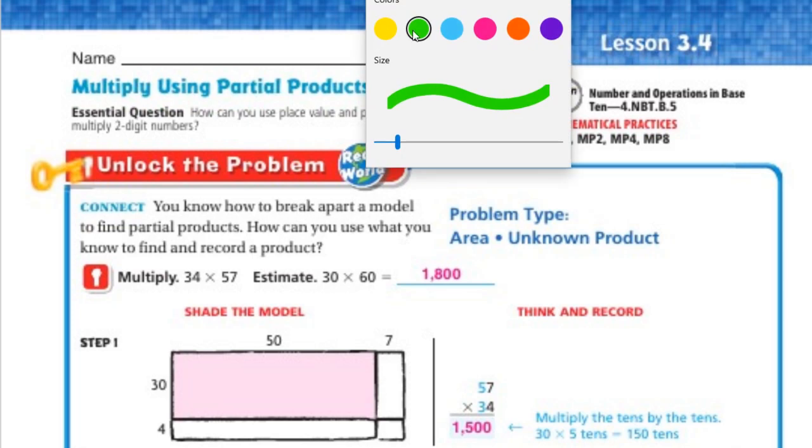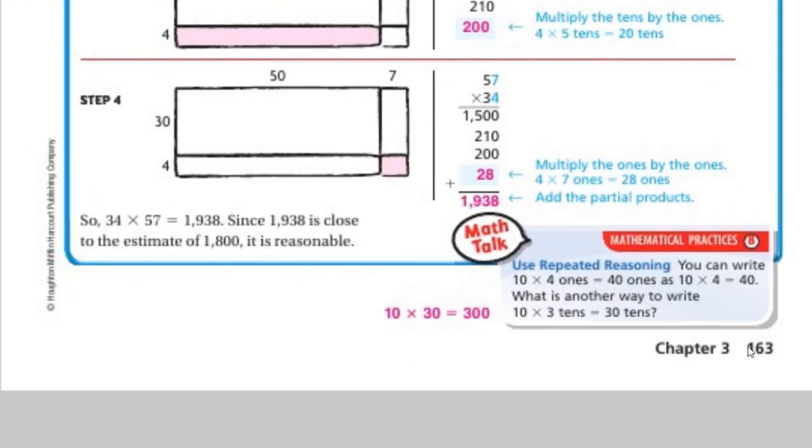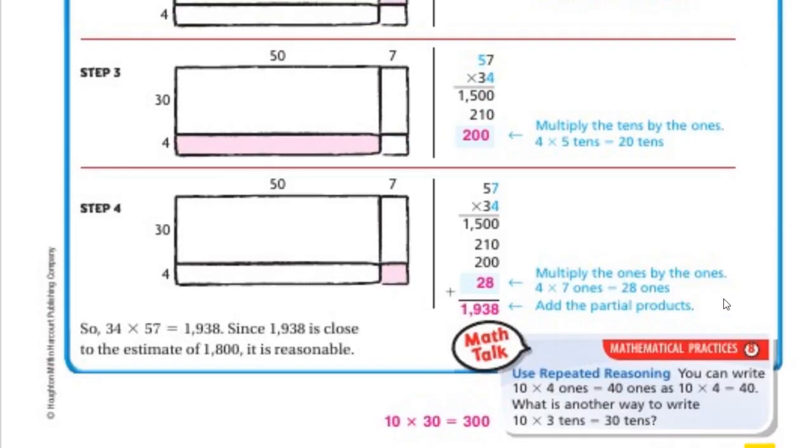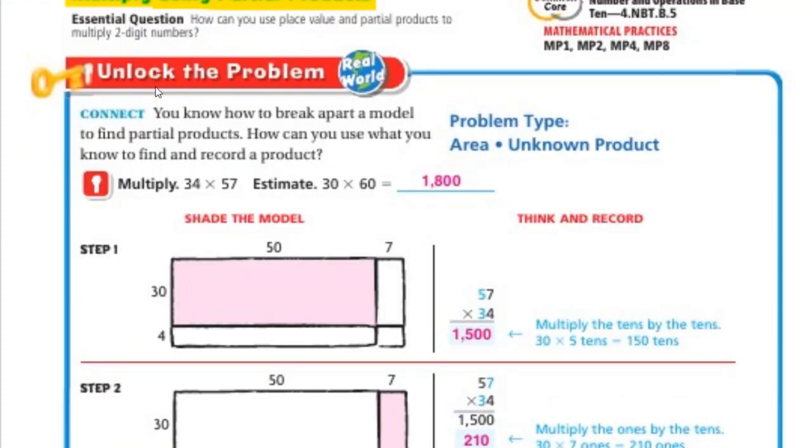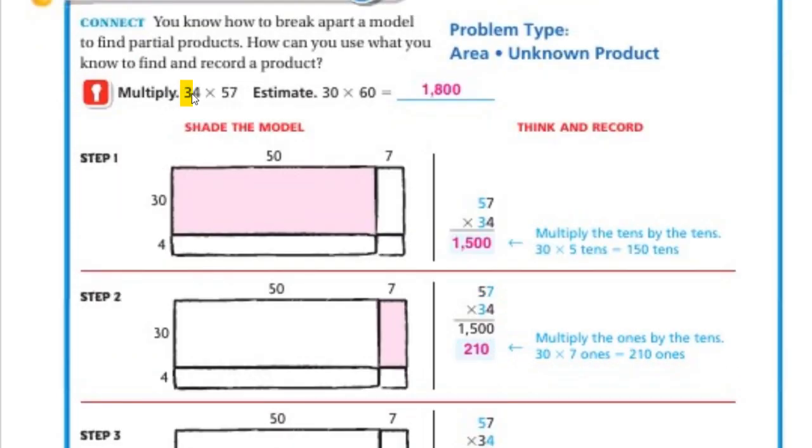Lesson 3.4. Open your book, page 163, and let's start. Today we are going to learn how to multiply using partial products. First of all, if you want to multiply a two-digit number by a two-digit number, you have to estimate first. Let's estimate it by rounding both of the numbers.